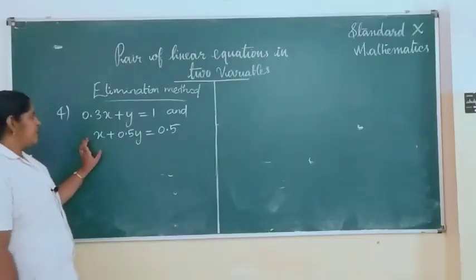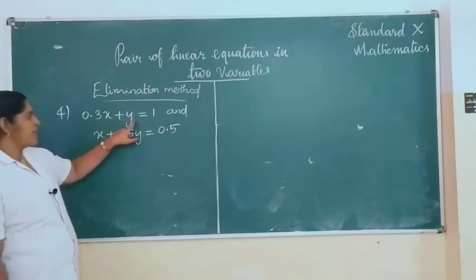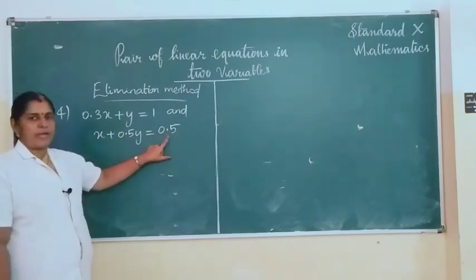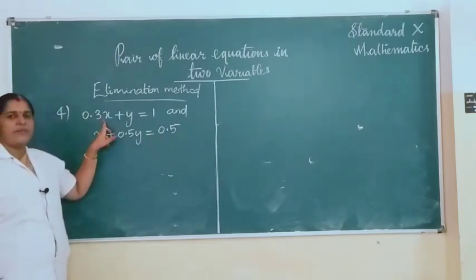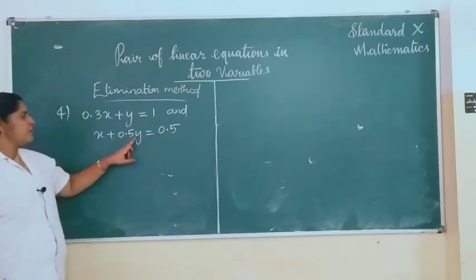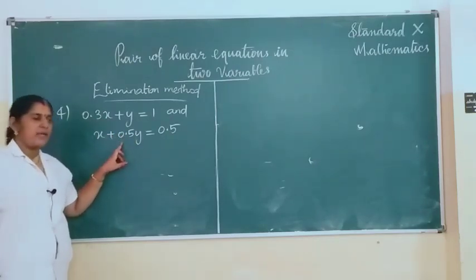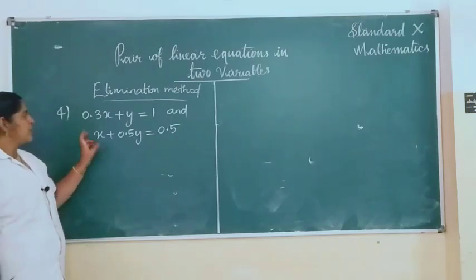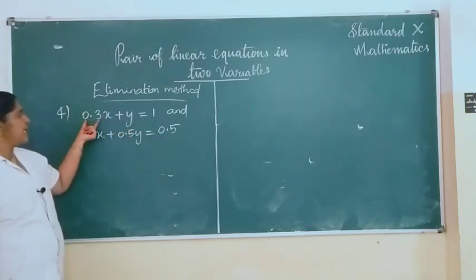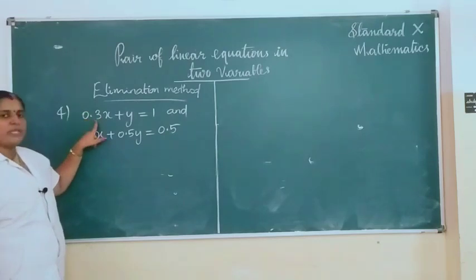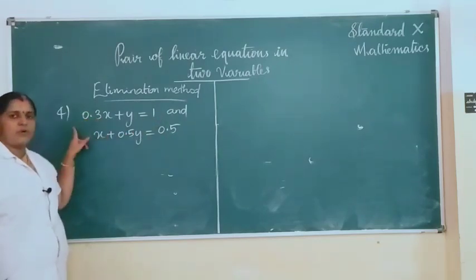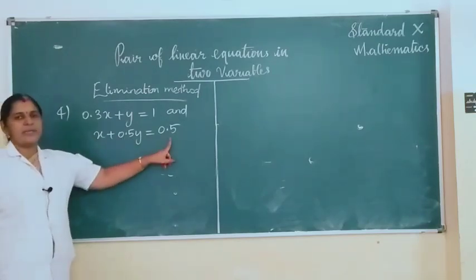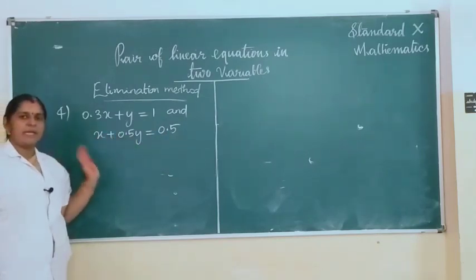Now this is your fourth question: 0.3x plus y equal to 1 and x plus 0.5y equal to 0.5. You can see here the coefficient of x is a decimal number, and here also the coefficient of y is a decimal number. So when decimal numbers come, we want to remove the decimal form. Here you can see one decimal place, so to remove the decimal, you can multiply this equation throughout by 10, and here also you see one decimal, so you need to multiply by 10 so that the decimal is removed.